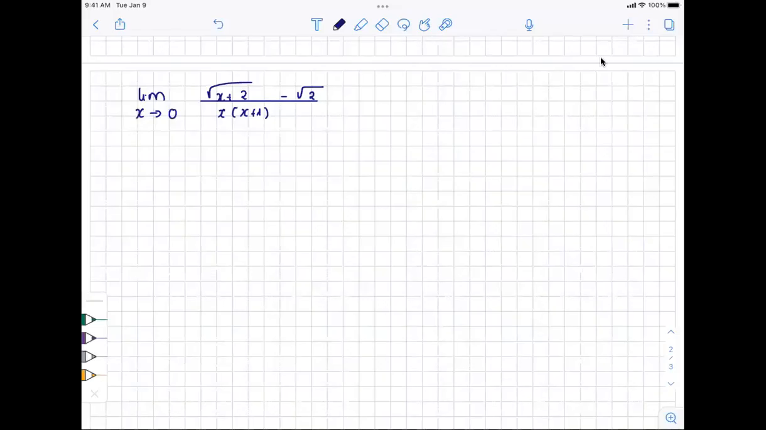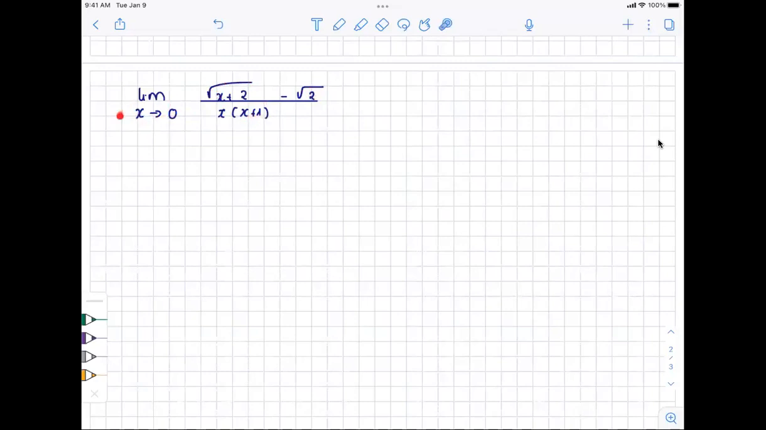This video is about solving limits using rationalization. All right, so you're given this problem: finding the limit as x approaches 0 of (square root of x plus 2 minus square root of 2) divided by x times (x plus 1).